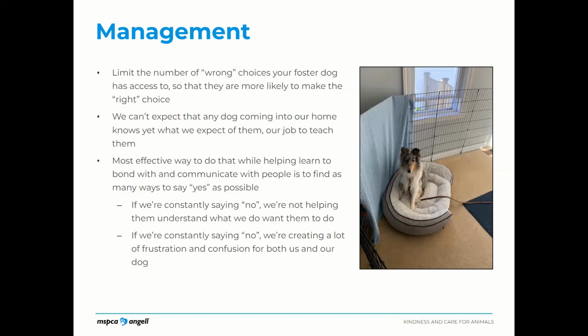The most effective way that we can teach a dog in our care how we're hoping for them to behave and what the expectations are is to say yes to them as often as we possibly can. So this refers to reinforcement, positive reinforcement. So we really want to give ourselves every opportunity to reinforce desirable behavior while using the environment to manage the opportunities that the dog might have to practice undesirable behavior.